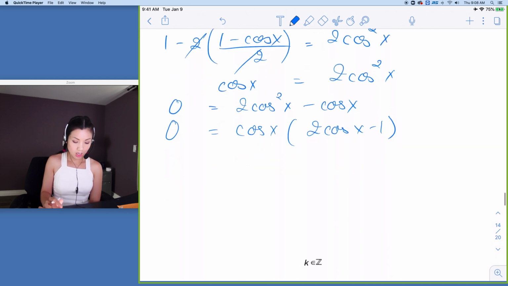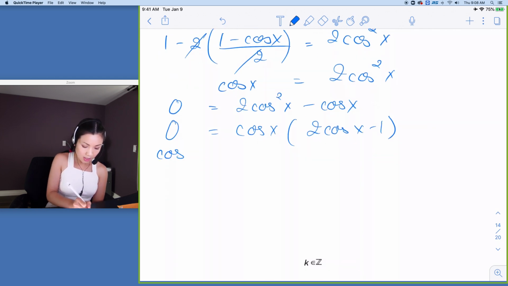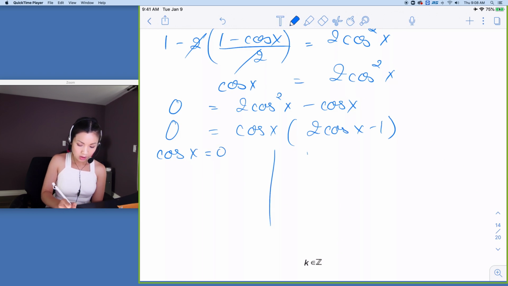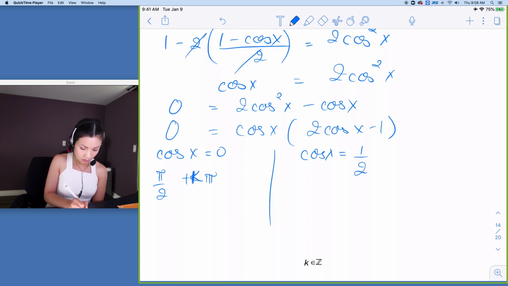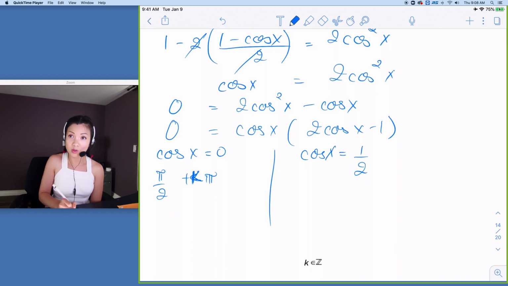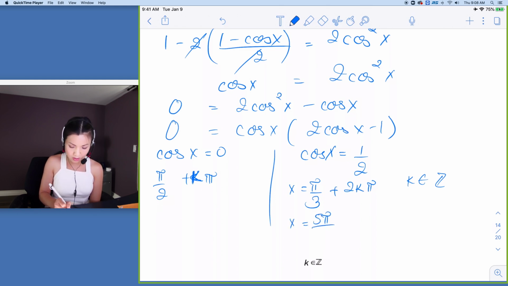Okay, all right, so cosine of x equals 0 or cosine of x equals 1/2. So what do I have for 0? I have pi over 2 plus k pi. And then for this one right here, I have pi over 3 plus 2k pi. Don't forget we have two solutions for it. 5 pi over 3 also gives you positive 1/2, so I have to include it.